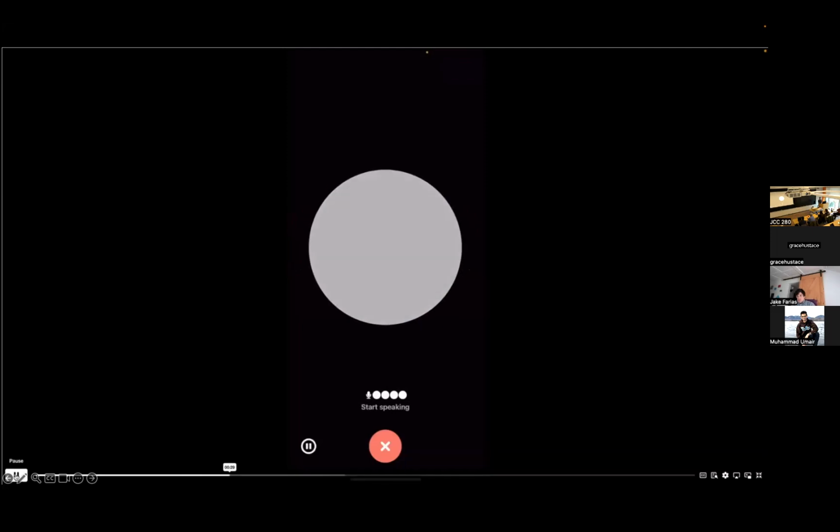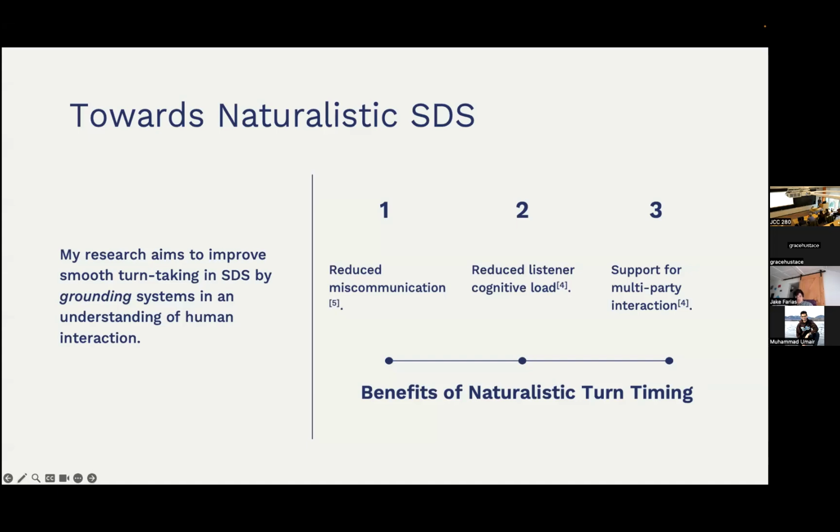So it was very obvious compared to the human conversations that we just saw that the system took a very long time to respond compared to the humans, and the turn exchange wasn't smooth. So the goal of my research is to improve naturalistic turn timing in spoken dialogue systems. And I want to do this by developing models that are grounded in an understanding of human interaction.